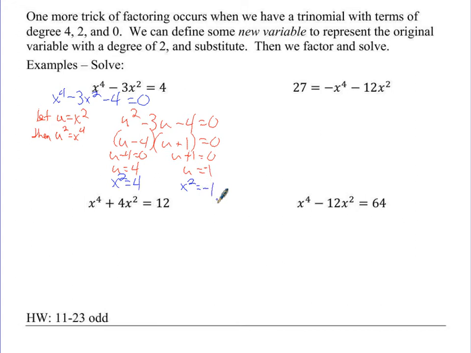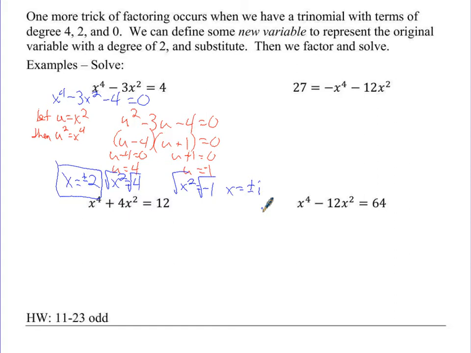And now I can solve just using the square root property. I square root both sides here, and that gives me x equals what? Plus or minus 2. Over here, I square root both sides, and I get x equals what? Plus or minus i. The square root of negative 1 is i.